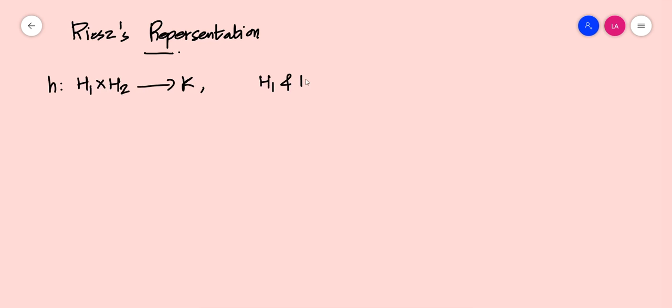Riesz's representation theorem establishes the existence of a unique bounded linear operator associated with a sesquilinear form. The theorem states: let h be a sesquilinear form defined from H1 cross H2 to K, where H1 and H2 are Hilbert spaces over the same field K.